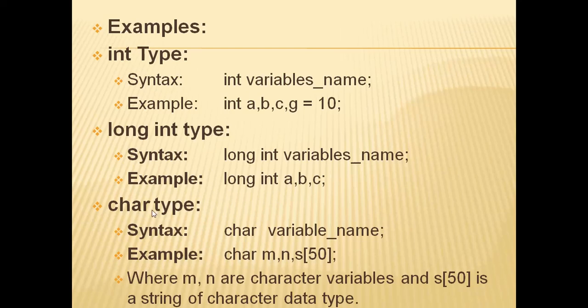And here is the example for character. The syntax is char space variable name ending with a semicolon. An example is char m, n, s[50]. This also ends with a semicolon. Here m and n are character variables, and s[50] is a string of character data type.